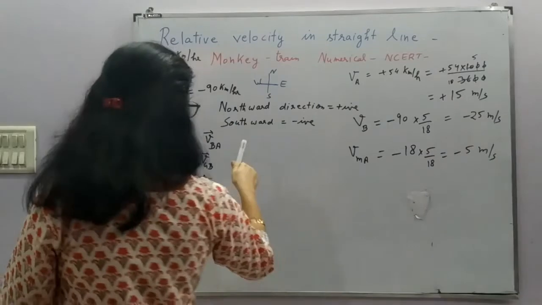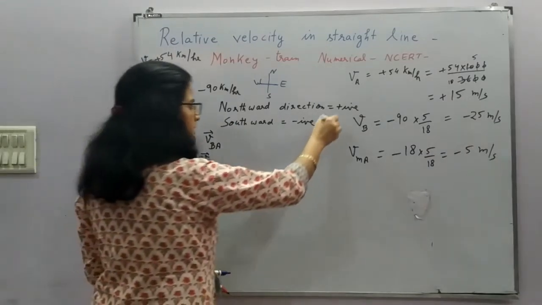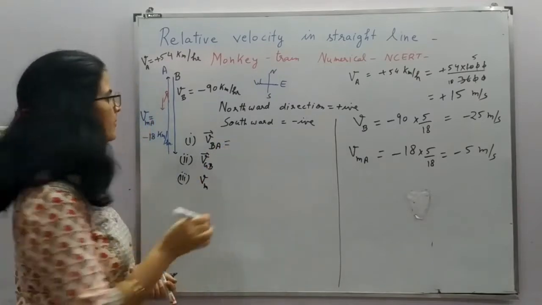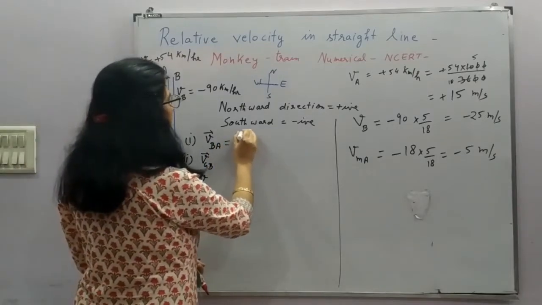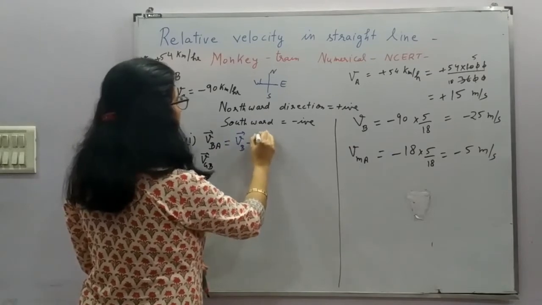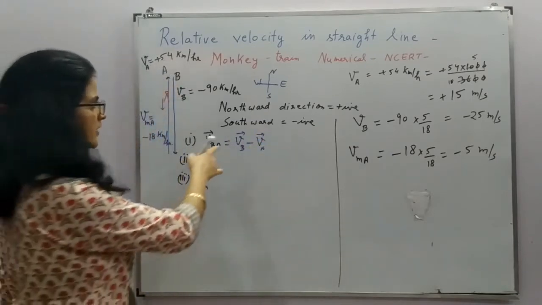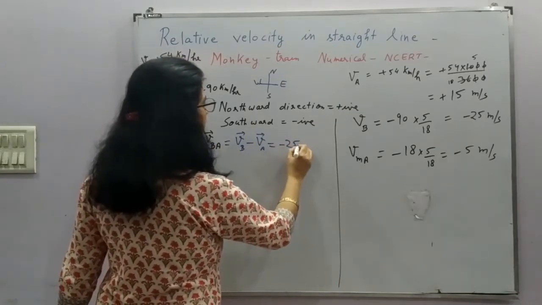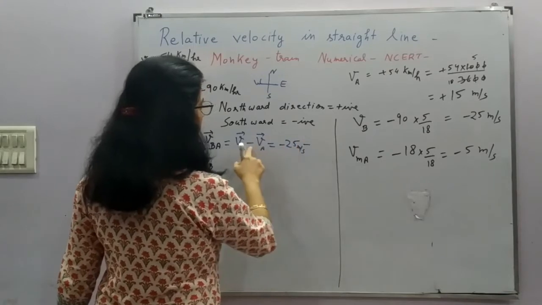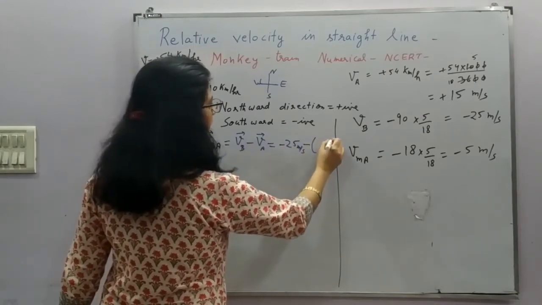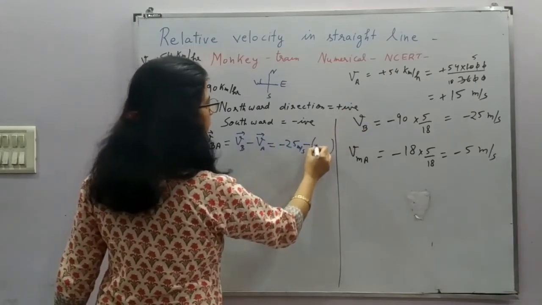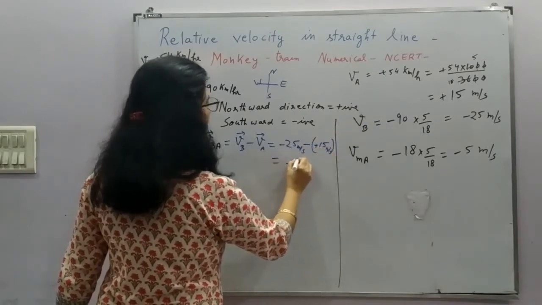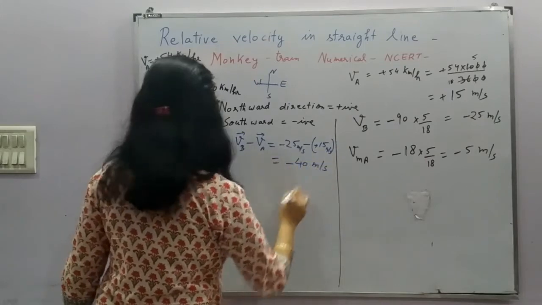Right? Now let's solve the first part. So if we solve this part, how will I solve it? VBA can be written as velocity of B minus velocity of A. Along with the signs, I mark these vectors, right? So VB is how much? Minus 25 meter per second. This minus here, and then VA also. VA is plus 15 meter per second. This gives us minus 40 meter per second.